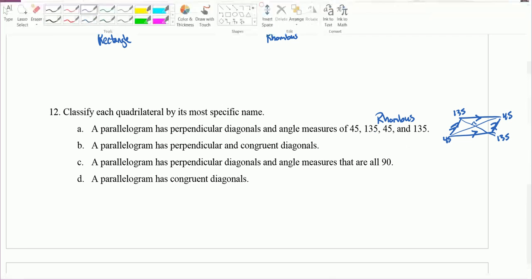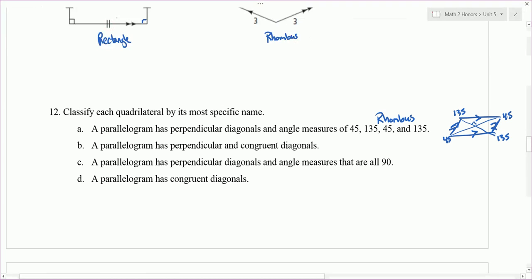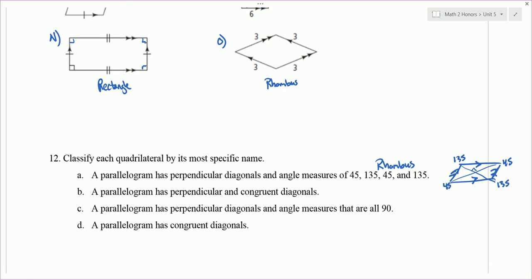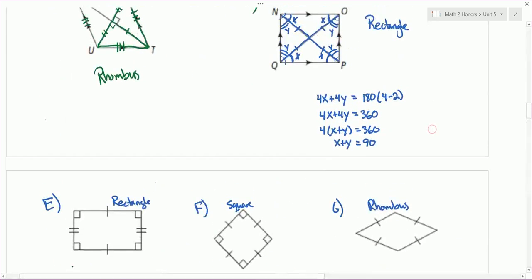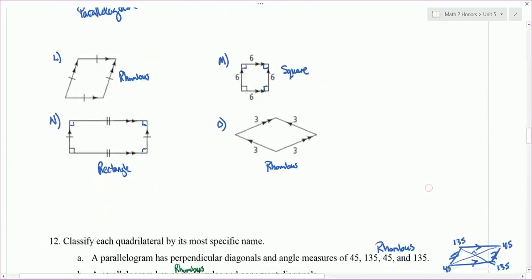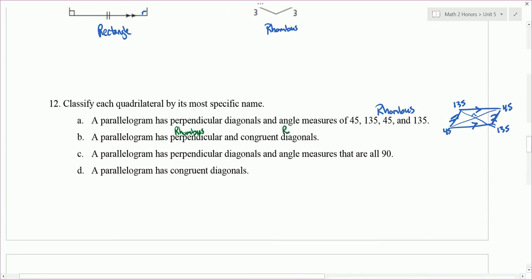Part B, we have a parallelogram and it has perpendicular and congruent diagonals. So we know it's a rhombus because of what we said in A. And then congruent diagonals, we looked at one of those in part D and came up with the argument that it's a rectangle. So it's a rhombus and it's a rectangle. So the only thing that's a rhombus and a rectangle is a square. So square is our answer. That's the most specific name.